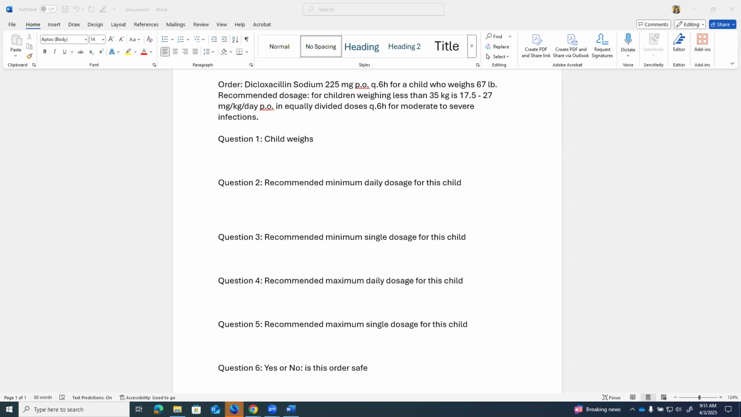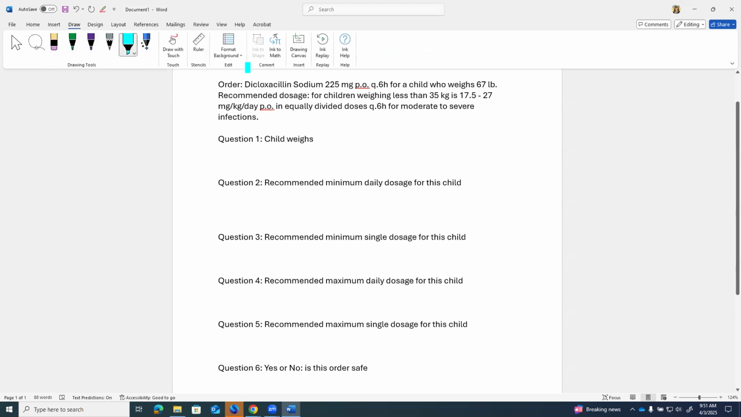More on calculating body weight and determining the recommendation based on body weight. In this example, we are given an order of 225 milligrams by mouth every 6 hours for a child who weighs 67 pounds. We're given a recommended dose for a child weighing less than 35 kilograms. So we need to make sure it meets this before we go any further.